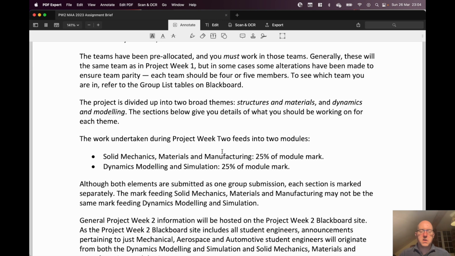Okay, but the mark that's generated from each of those sections will be fed in to those modules. And so 25% of the module mark for solid mechanics, materials and manufacturing will be the Project Week 2 work in terms of the structures and materials, and 25% of the module mark for dynamics, modelling and simulation will be this activity to do with dynamics and modelling from this week's activity. So although you make one submission, the actual themes or components are marked separately, and so they can be independent from each other, and obviously the marks will not necessarily be the same for both of those.